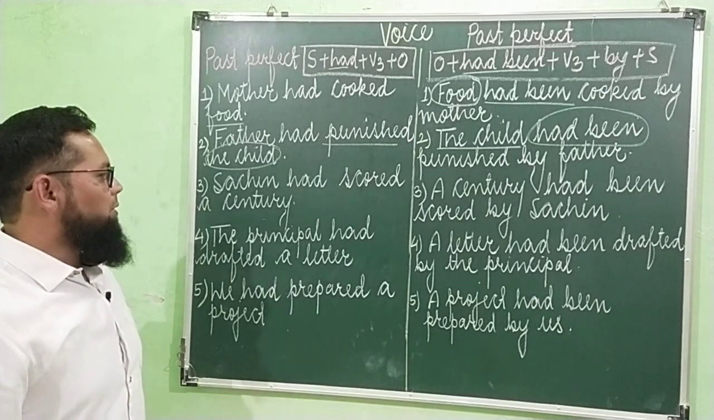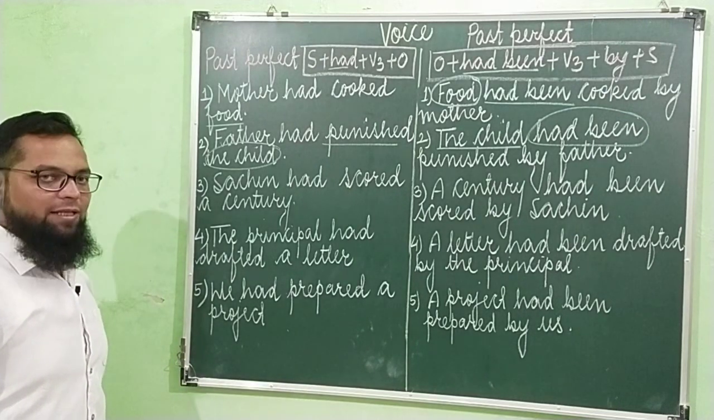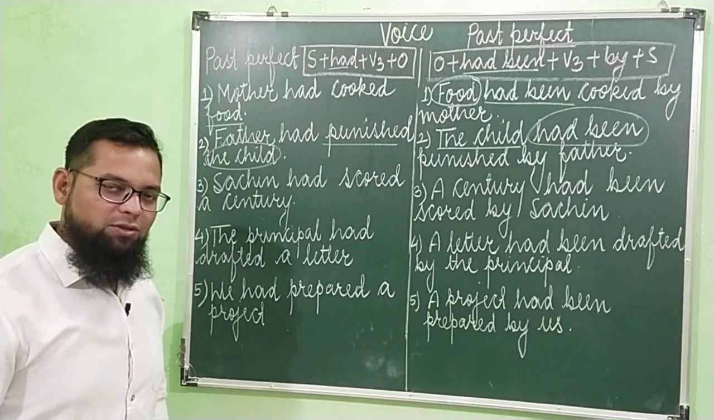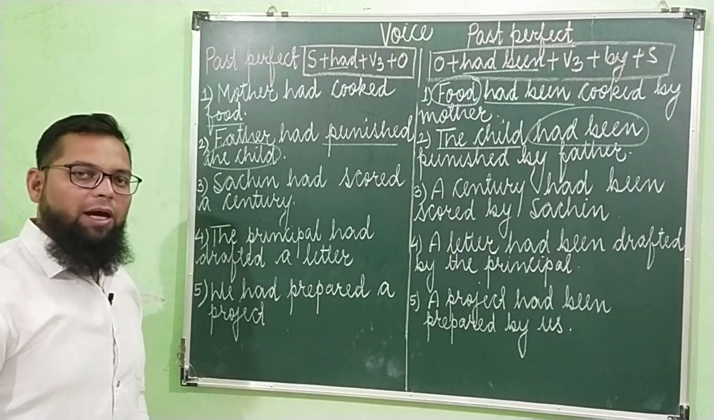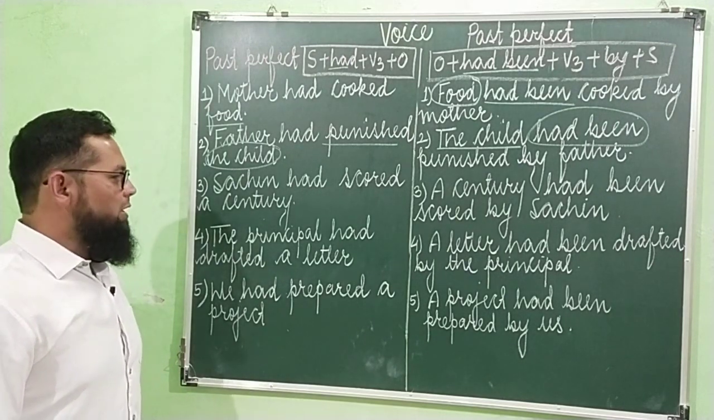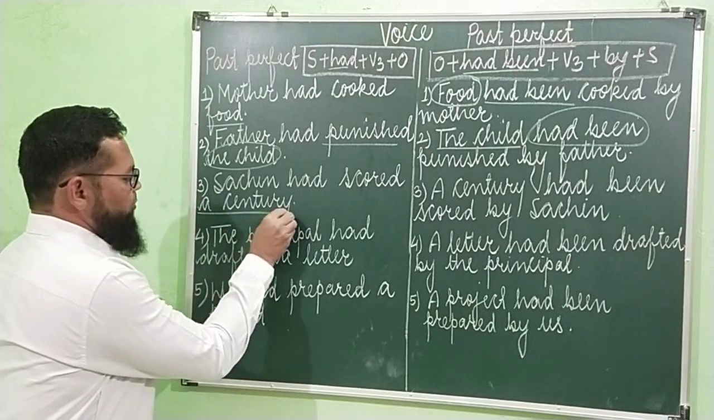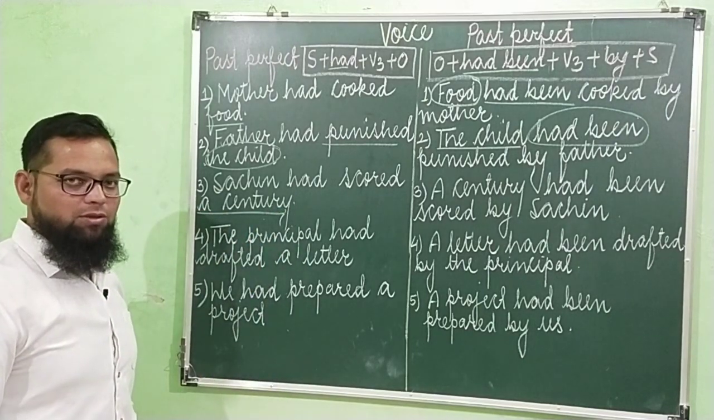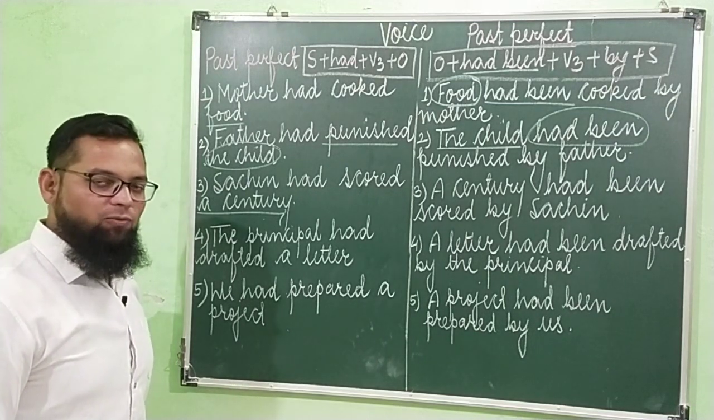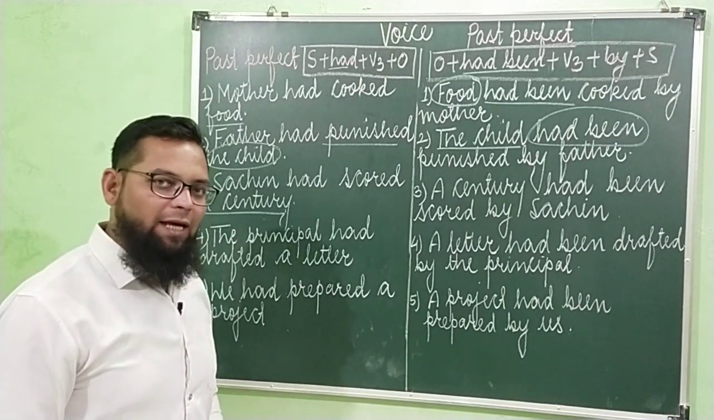The next example, Sachin had scored a century. In the third sentence, who is the doer of the action? Sachin. And which action has been done? Scored. And what is the object? A century. यहाँ पे object क्या है? A century. Subject क्या है? Sachin. और verb क्या है? Scored. अब passive voice में convert करेंगे तो पहले क्या लिखना है?